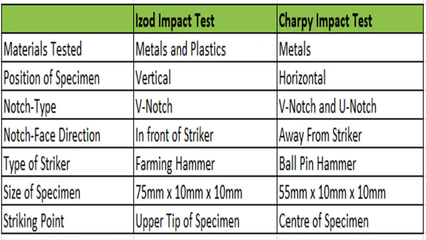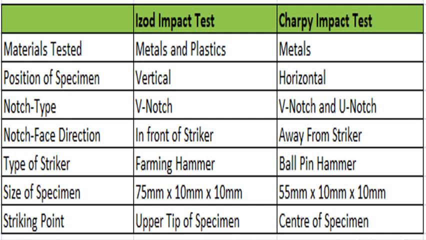The comparison of the Izod impact test with the Charpy impact test. The Izod tests plastics and metals, while the Charpy tests metals. The position of the specimen in Izod is vertical, in Charpy it is horizontal. The notch type is V notch for Izod, and V notch and U notch for Charpy. The notch face direction is in front of the striker for Izod, and away from the striker for Charpy.